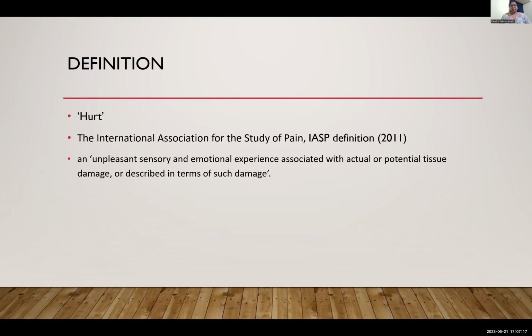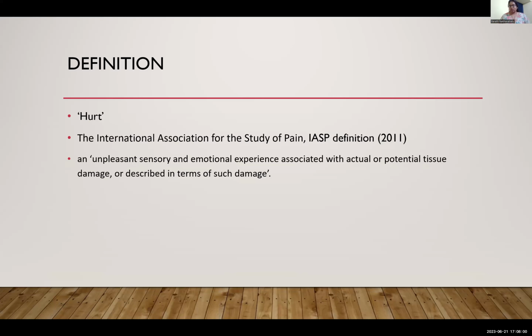The International Association for the Study of Pain, IASP, defined pain in a more comprehensive way. It defined pain as an unpleasant sensory and emotional experience associated with actual or potential tissue damage or described in terms of such damage. I don't know how many of you completely understand this definition. If you understand it, it's easier to memorize, because you will be using this definition throughout your practice and your course.